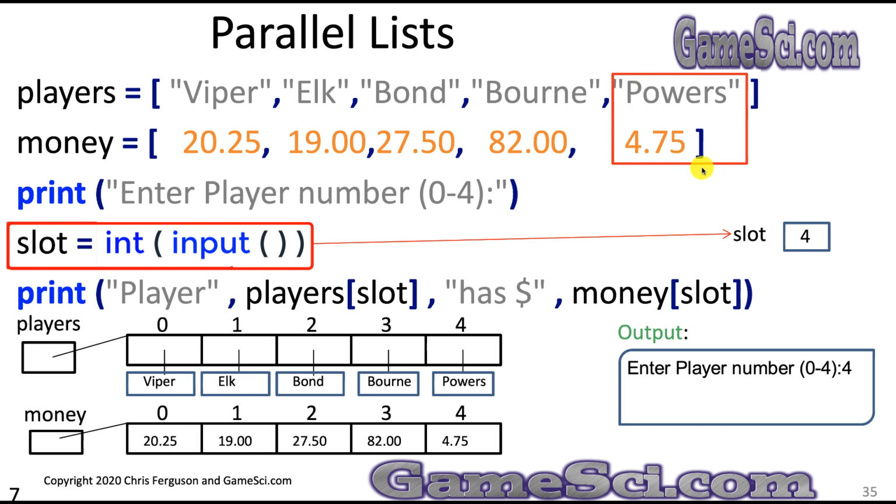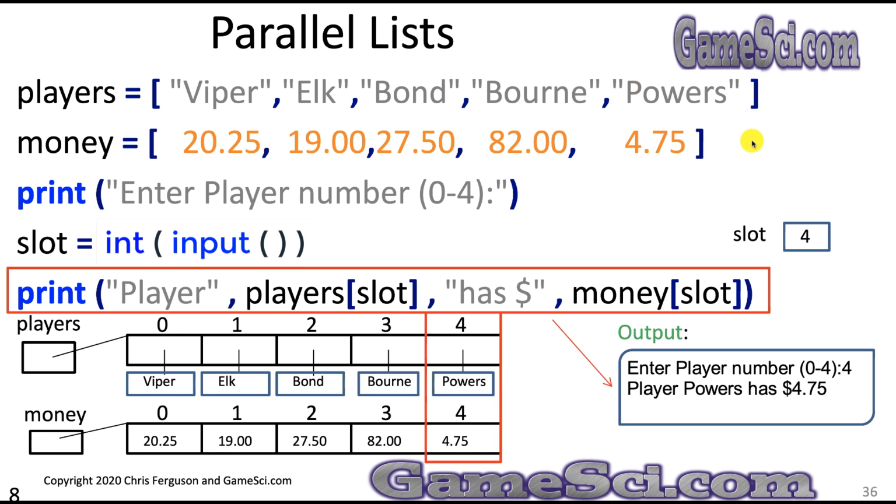Well, 4 selects this slot of the parallel arrays. When we do our output, we'll go to player, and in slot 4, we'll see that player's name is Powers. And we'll say has $, and we'll go to slot 4 of the parallel array, get the 475, and output the current balance of the player Powers as $4.75.